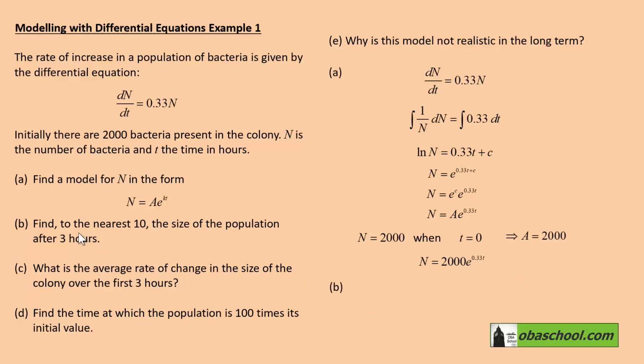In part B, we want to find to the nearest 10 the size of the population after 3 hours. That's just a case of substituting in t = 3, since t is the time in hours. So we put in t = 3, and we calculate. So that's approximately 5,380.